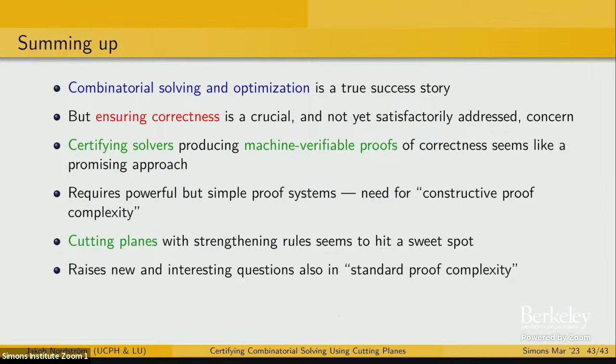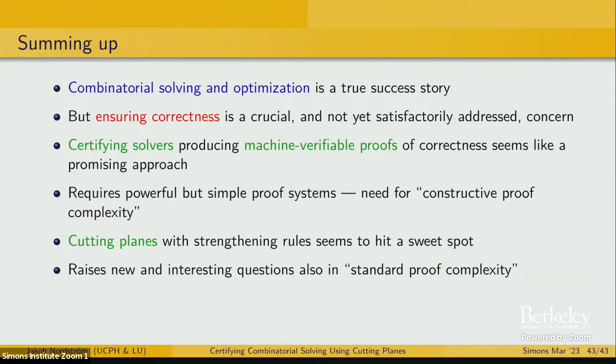And with this, although this is a proof complexity workshop, I started talking about combinatorial solving and optimization. The connection to proof complexity is that ensuring correctness is like the elephant in the room here. Certifying solvers seems to be the answer. That's really applied proof complexity. We can use all the tools that we like, but to prove upper bounds, not lower bounds.